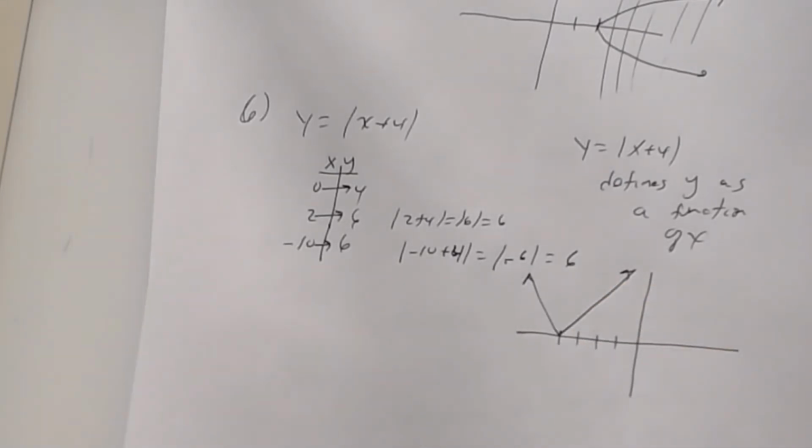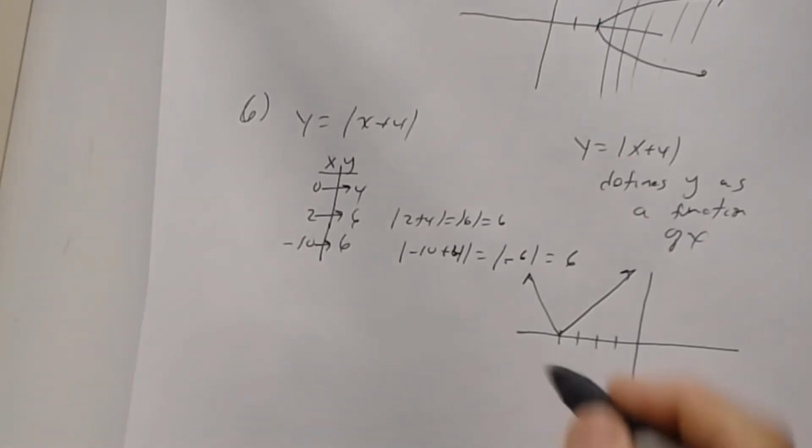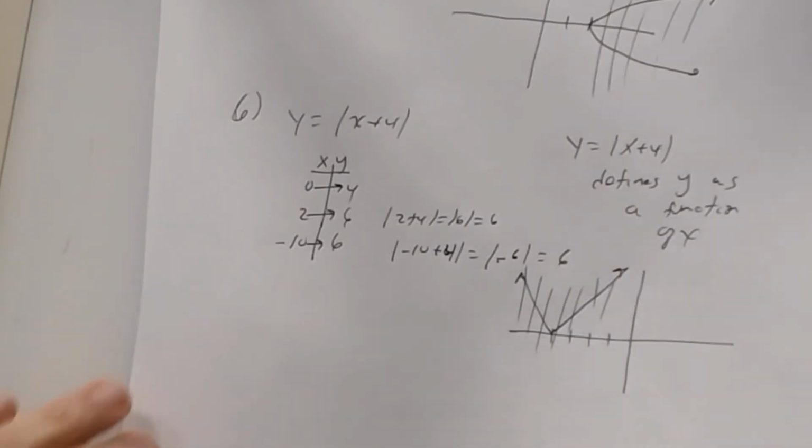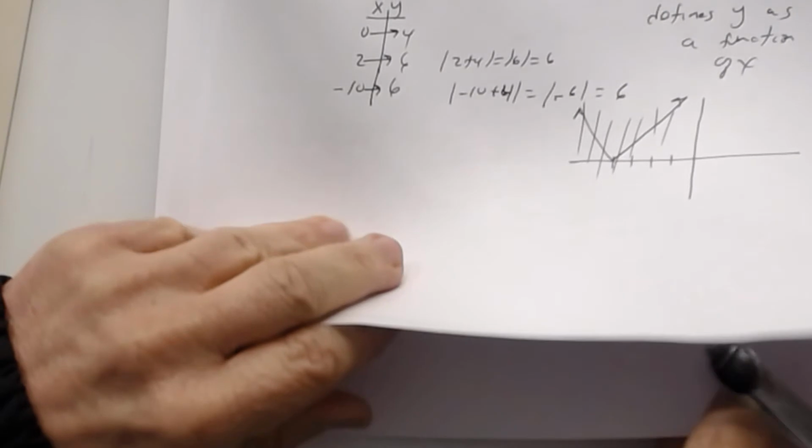Remember the absolute value's V? That V shape? And so does it pass the vertical line test? Yes. But all you did was use a t-table.